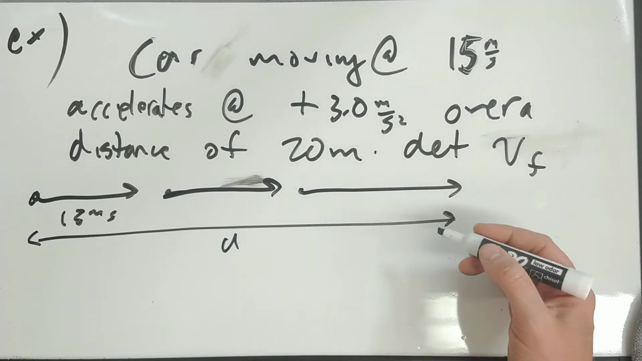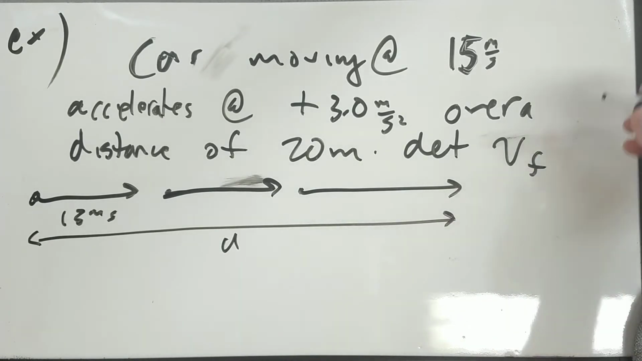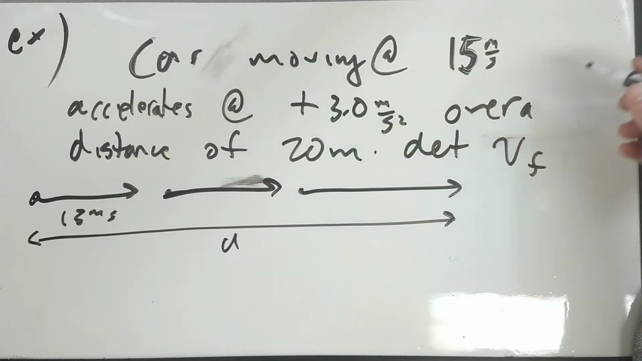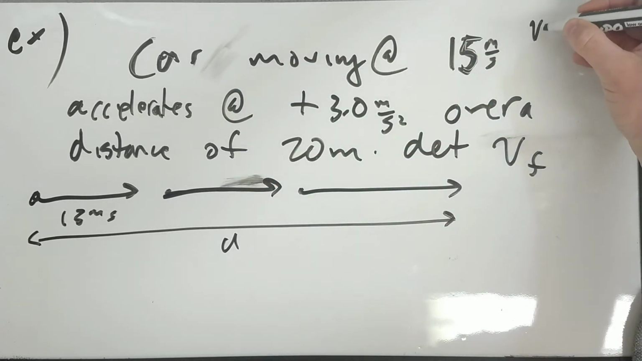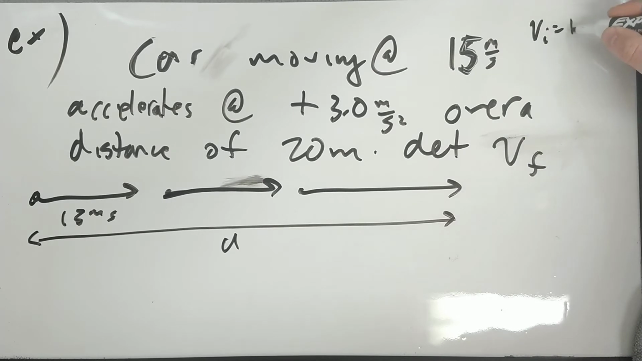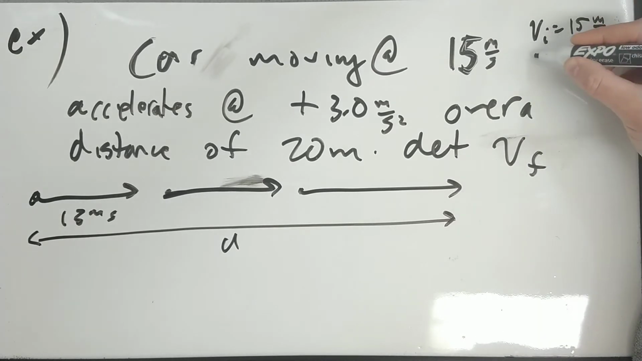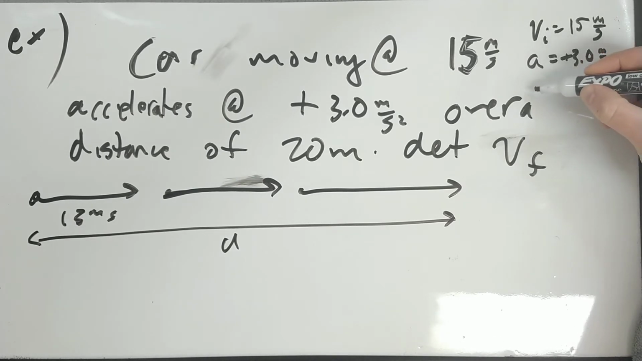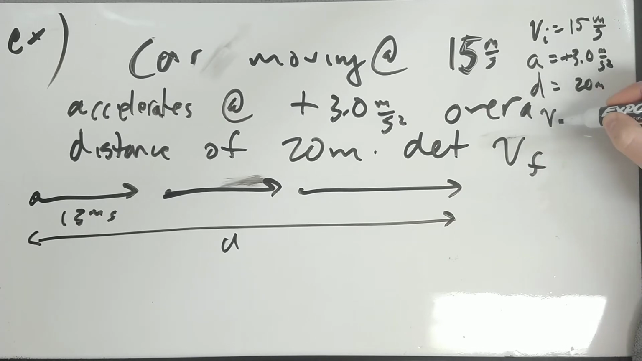I could use an organizational table, or I could just list them out. I'm going to list them out over here on the side, so then I can erase this and figure out which equation. V initial is 15 meters per second. Acceleration, it's speeding up, is positive 3.0 meters per second squared. And the distance it did it over was 20 meters. We don't know time. We don't know VF.